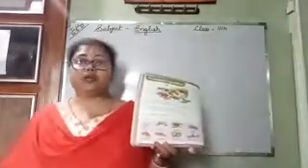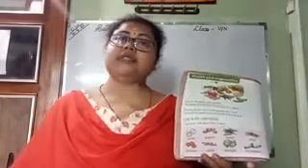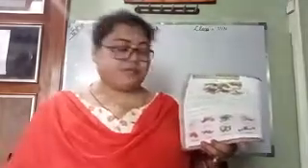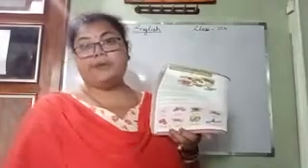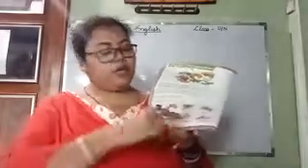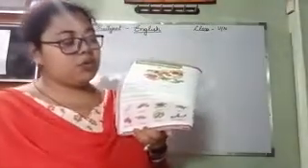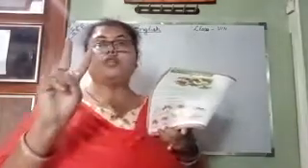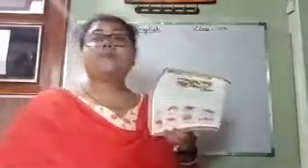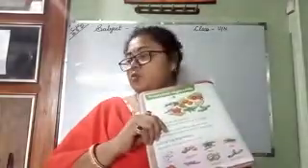Carrots come in 2 colors. One is pinkish red, and one is orange in color. Both are correct. Next, C-A-B-B-A-G-E-S, cabbages. How many cabbages are there? 1, 2. And they are green in color. And last is cucumbers. C-U-C-U-M-B-E-R-S, cucumbers. There are 2 cucumbers, and they are green in color. Understand? This is all that is given in your book.